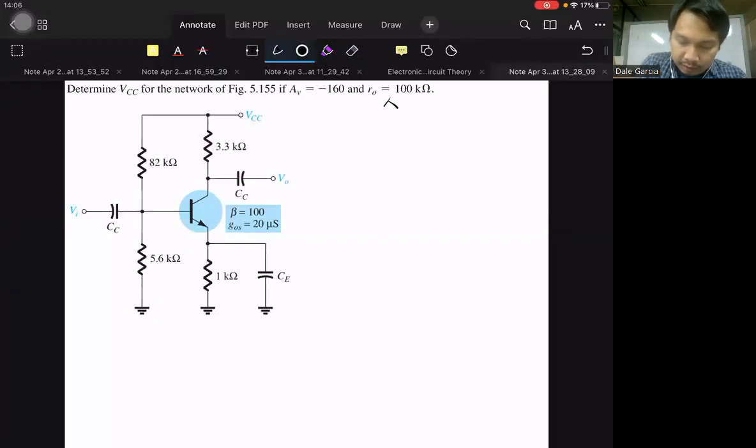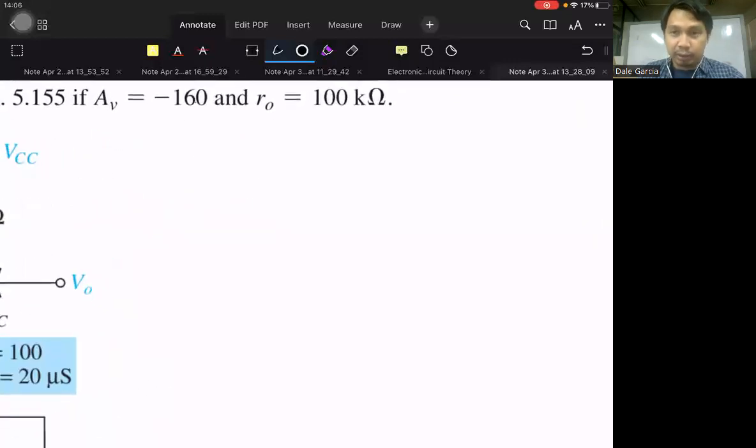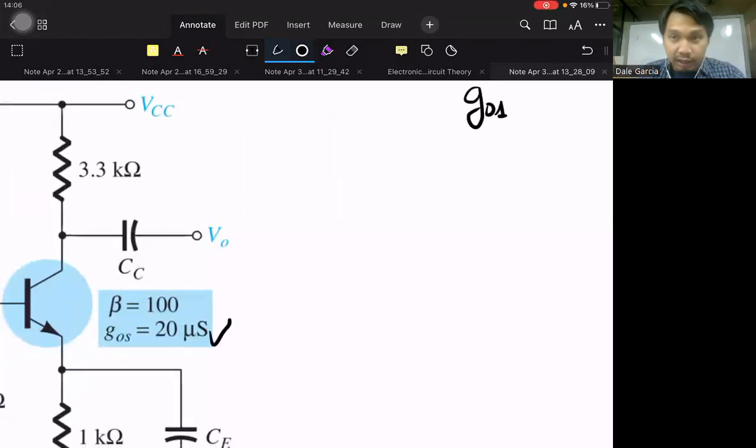Actually, class, pareha na silang duha, no? So si RO is muna usually ang given sa mga textbook, and if we'll be using the RE model, muna siya ang given sa mga textbook. Sa mga specification sheets, usually ang given is GOS, like this one. So this is straight from the specs sheets.